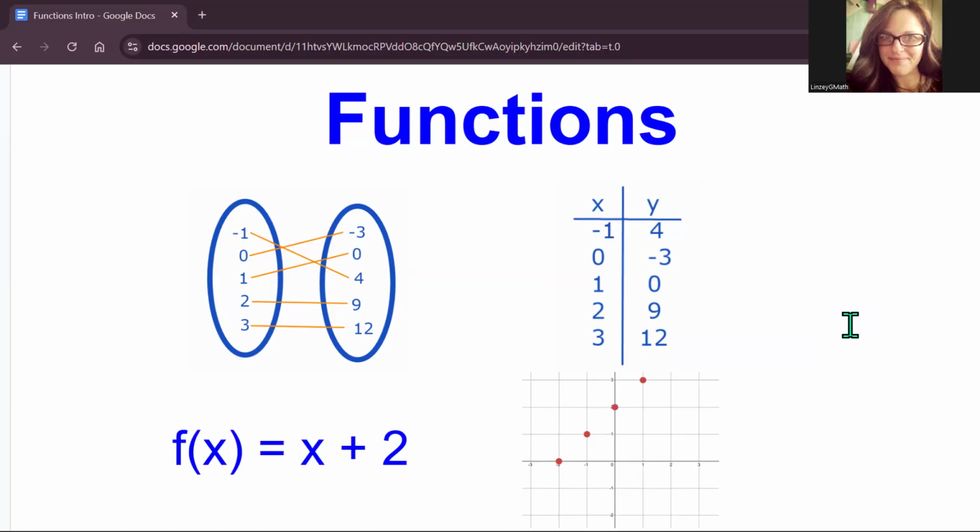Welcome to our session on functions. We're going to do 6 problems. All right, let's take a look.